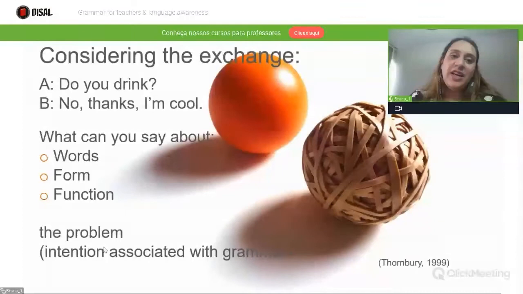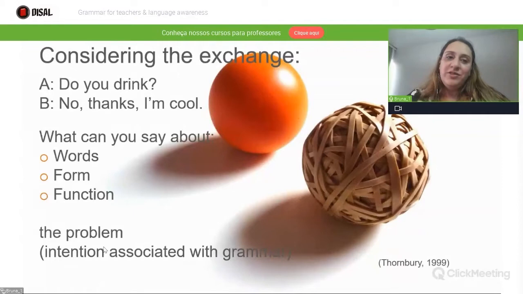That's why the context and expectations are important, as in the other slide. Because if somebody asks you, do you drink? Possibly this person is talking about drinking alcohol. That's how we use this question. That's the common question for somebody to ask you. But if you want to offer, probably you're going to use another construction.